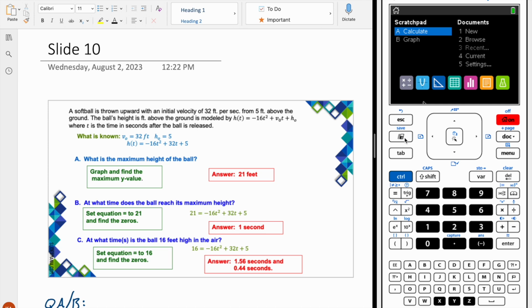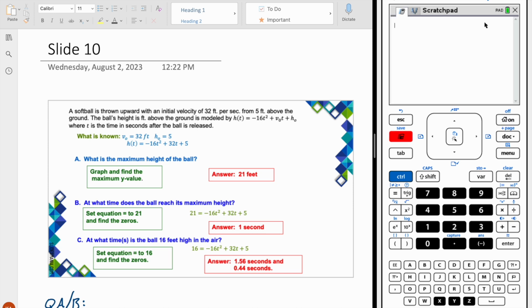Now, if you go ahead and click on scratch pad the first time, it will take you to the calculate portion. If you click on it again, it will shift over to the graphing part. Now, there are many times where you might see that the actual place for you to plug in your equation is not shown. So what you want to do is click tab, and it will go ahead and show you that inserted tab.